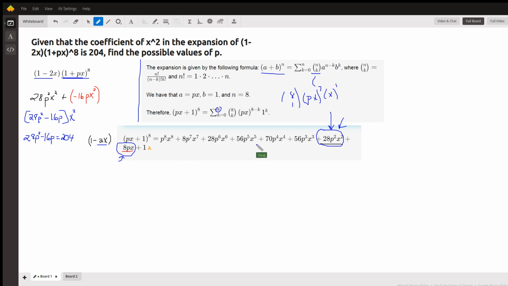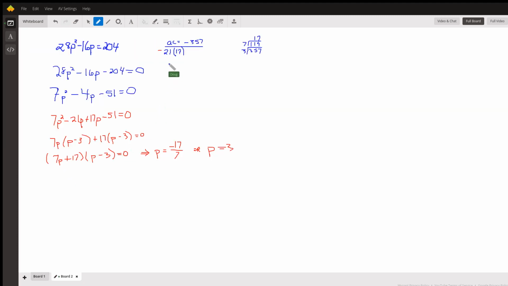So when I take 1 times this term, I get 28p squared x squared. When I take negative 2x times this, I get negative 16px squared. I can write that like this, (28p squared minus 16p) with the x squared. This is the coefficient of x squared right here, and we're told that it equals 204. So we have to solve this quadratic equation. Set it equal to 0.